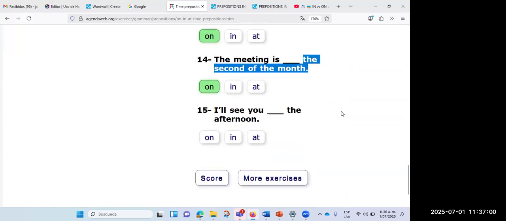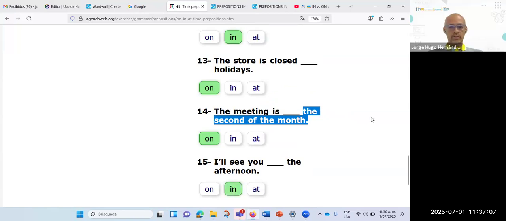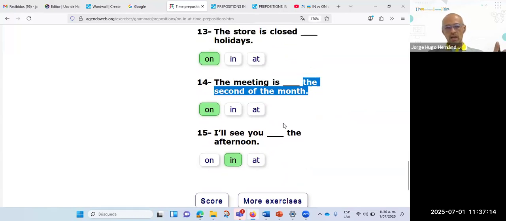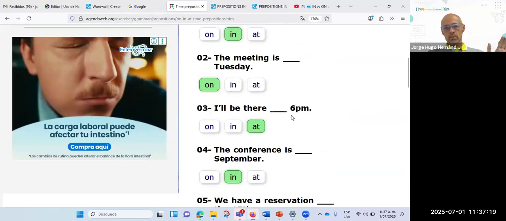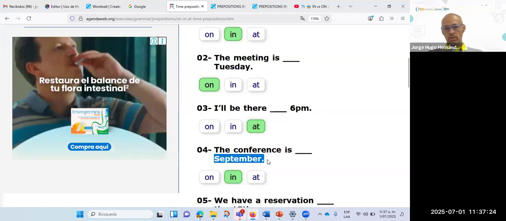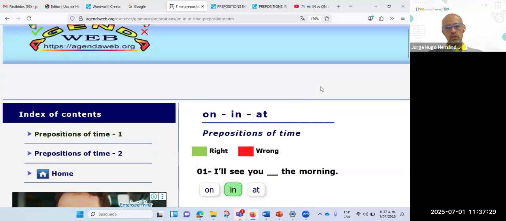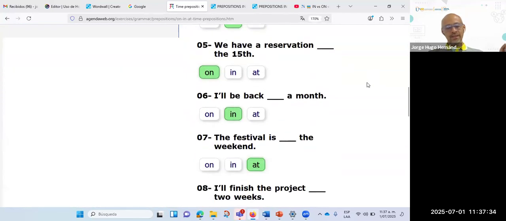And the last one. I'll see you in the afternoon. Okay, so remember, we don't have to think in Spanish. We have to think in English. And when we think in English, we always have to take into account that, for example, we're talking about times, at. We talk about months, in. We talk about days, on. We talk about parts of the day, in the morning.